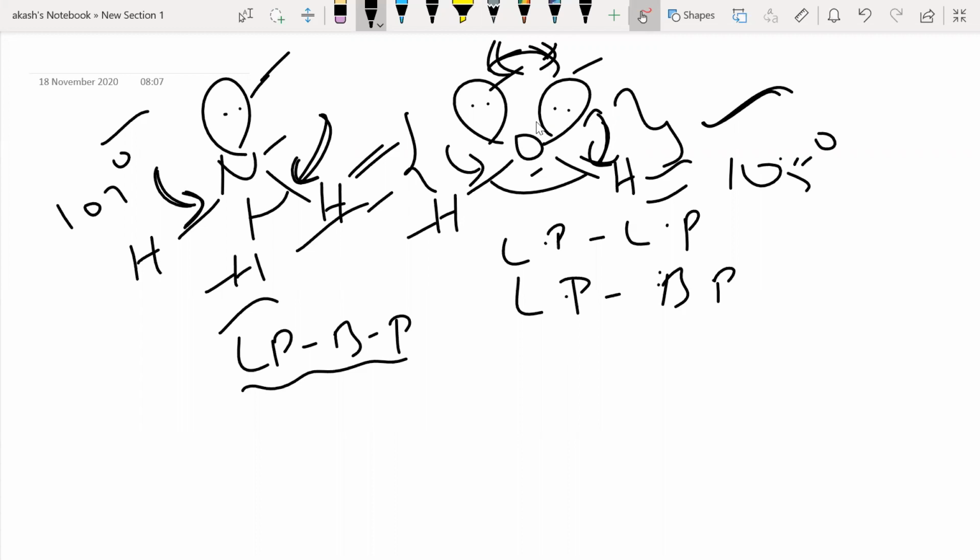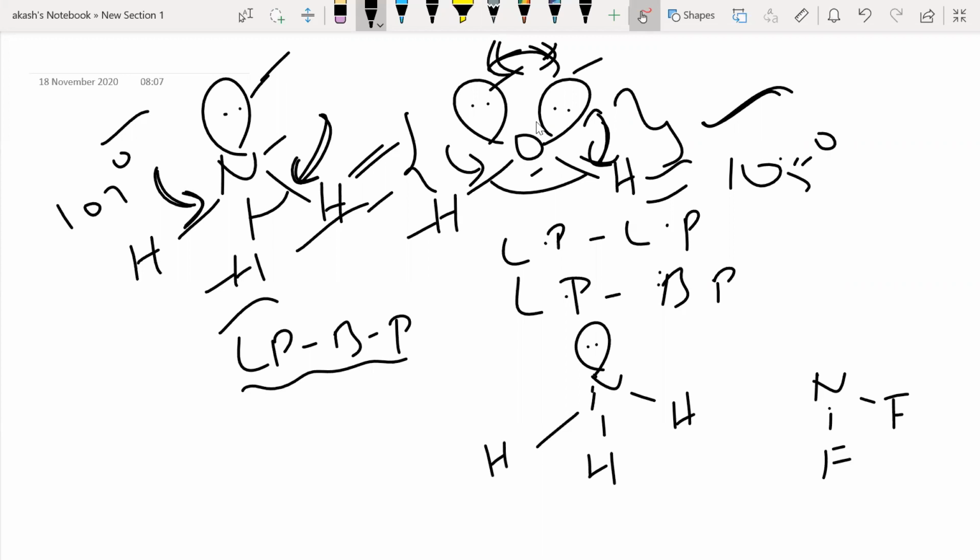Okay, fine. Now let me go for NH3 itself. I can have a different comparison. Let me take NH3 with NF3. Both are the same geometry, same shape, everything is the same, right? Except that instead of hydrogen, I have fluorine here. Now how will you go about this kind of molecules is the question.